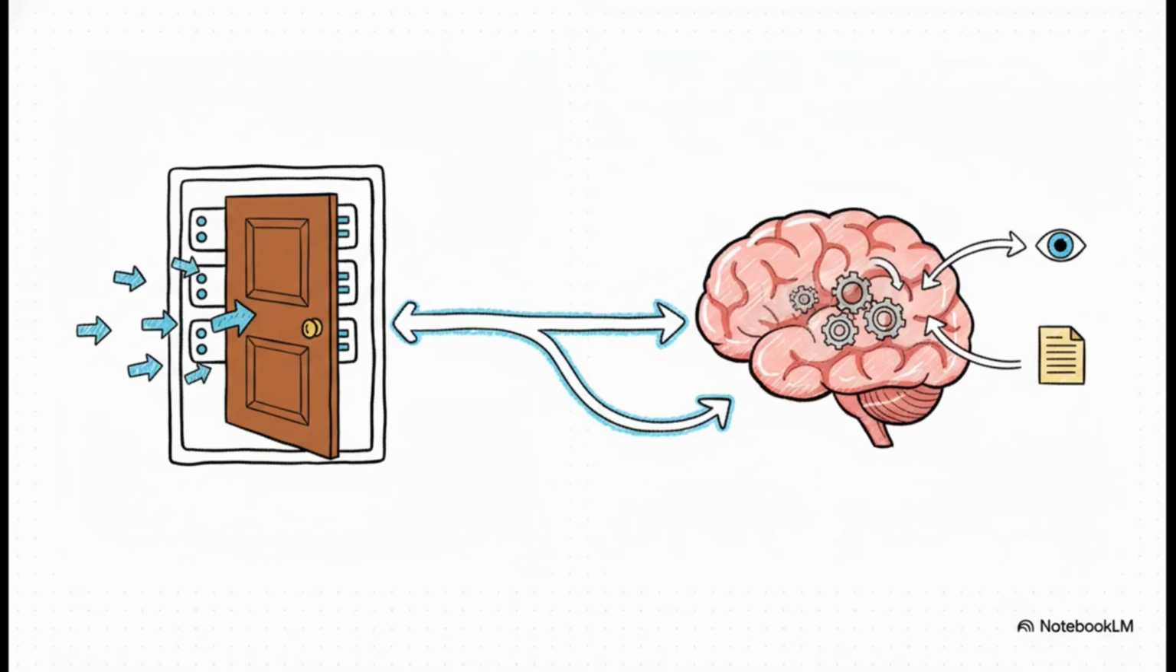So the two key players in this act are FastAPI, which is like the efficient balancer at the front door, managing all the requests, and the Qwen2 VL model. That is the brain of the operation. It's a true multimodal model, which means it can look at the pictures and read the text at the same time to come up with a really nuanced judgment.